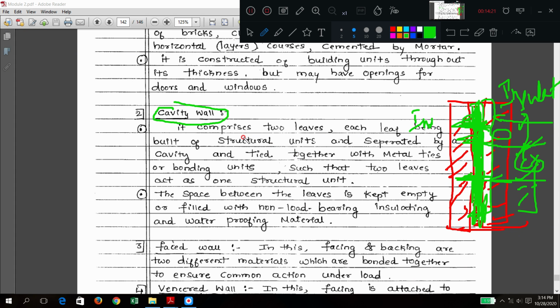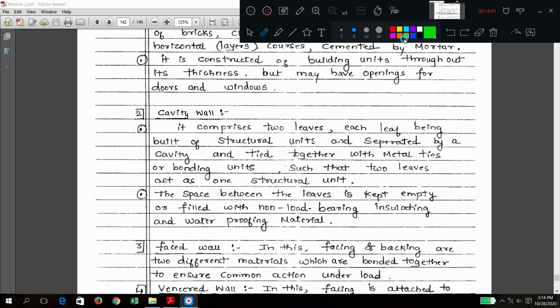Cavity walls have two leaves. First leaf, second leaf, like this. Two leaves separated by cavity. So here separation is there, and they are tied together, means some tyingness is also there. Two separate things, first unit, second unit, they will tie. Some metal piece will be there, they will join like this, somehow there is a joining portion, such that two leaves act as one structural unit.